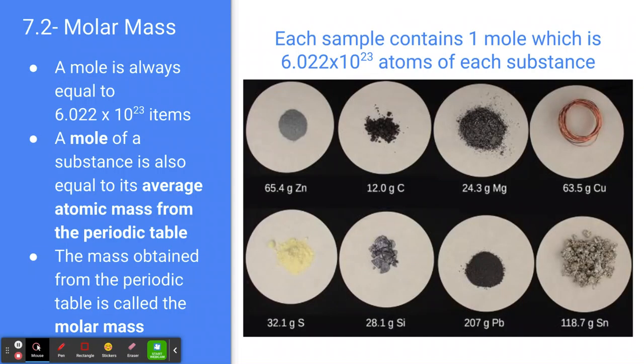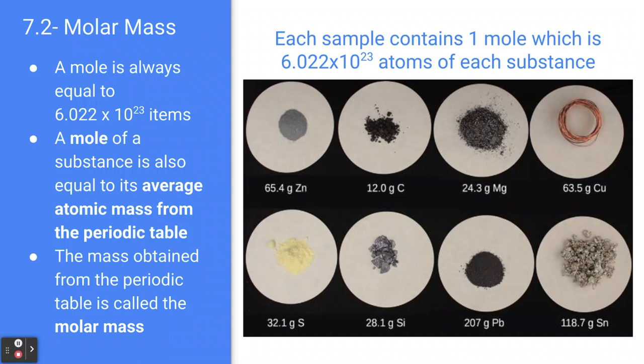So the next thing we want to talk about is what's called molar mass. Again, we always need to remember that a mole is equal to 6.022 times 10 to the 23rd items. But a mole of a substance is also equal to its average atomic mass from the periodic table. So in those images on the right side, they all contain 6.022 times 10 to the 23rd atoms of whatever substance it is. But we obtain those masses from the periodic table, okay?